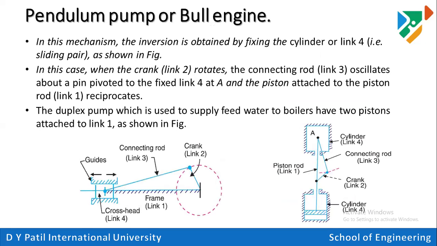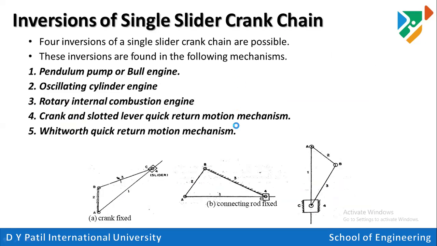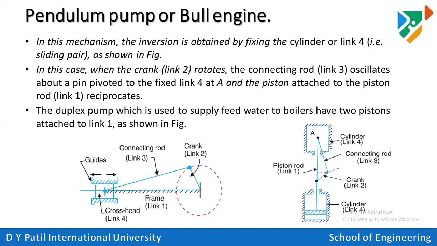This is the basic working principle of slider mechanism. Okay. So in case of slider mechanism, these are the inversions. First is pendulum pump, second is oscillating cylinder engine, third is rotary internal combustion engine, then crank and slotted lever mechanism, Whitworth quick return mechanism. Okay, so in case of pendulum pump or simple reciprocating engine, we have this arrangement. So crank 2 rotates, connecting rod will get moved, rotary motion gets transferred with the help of connecting rod to linear motion at the piston end. Piston will reciprocate inside that particular cylinder. Okay.